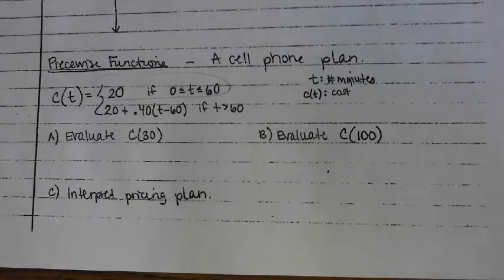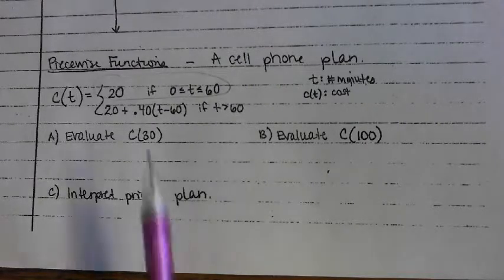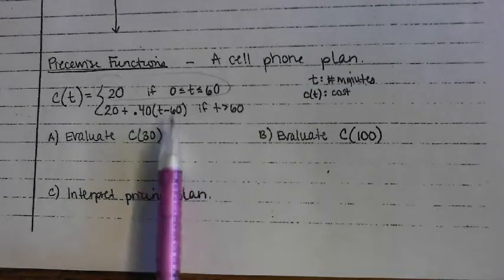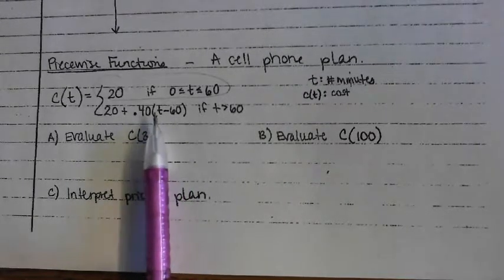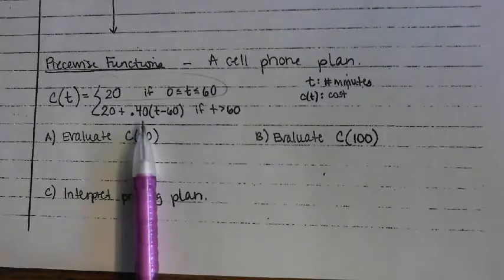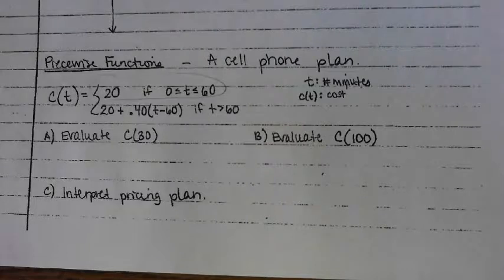It's like 40 cents extra per minute. Perfect. Yep. So they add on 40 cents for every minute over 60. For example, if it was 62 minutes, 62 minus 60 would give you 2 minutes at 40 cents each, plus the initial 20. Does that make sense? So that's what it means.